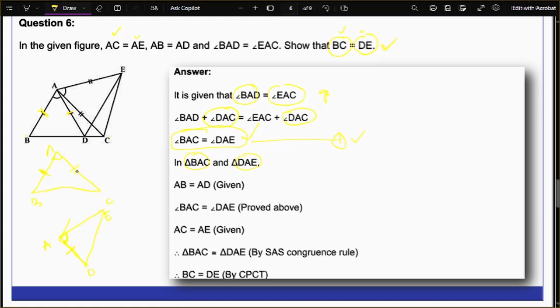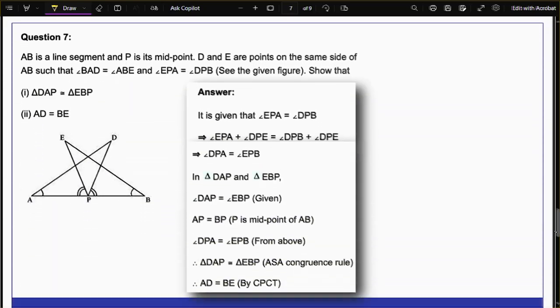It is also given that AC equals AE. So these two triangles are congruent by side-angle-side congruency. Hence, BC equals DE, as they are corresponding parts of congruent triangles, facing the angle at A. Okay, so this is about question number 6.